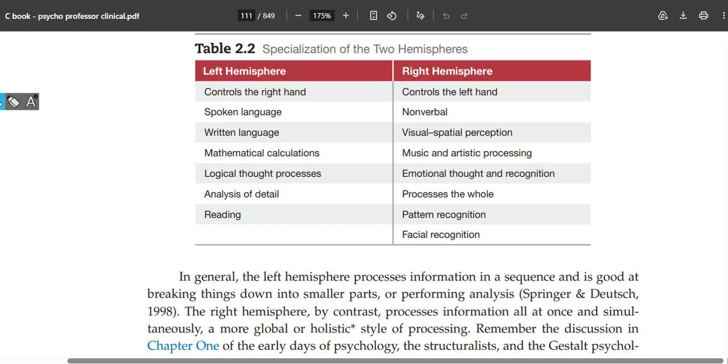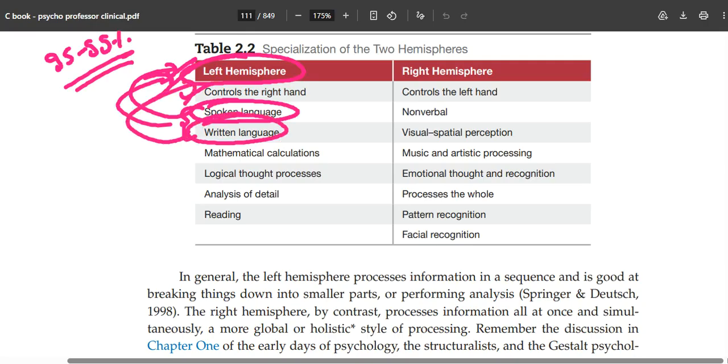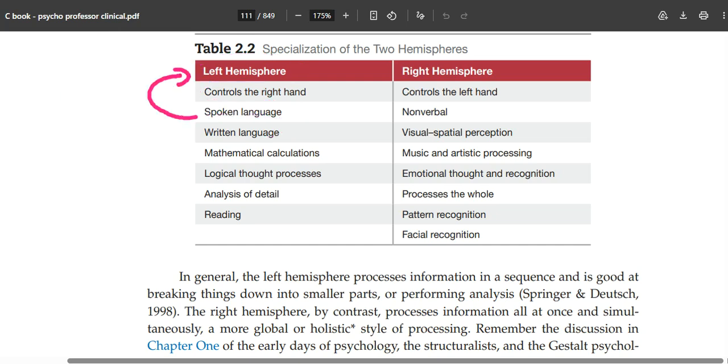Now also under this left hemisphere, what you have is control of the right hand. These two are important for you. Spoken language, in 95 to 99% of people, is done by your left hemisphere. Written language is also done by the left hemisphere. Spoken language and written language are both given under your left hemisphere.